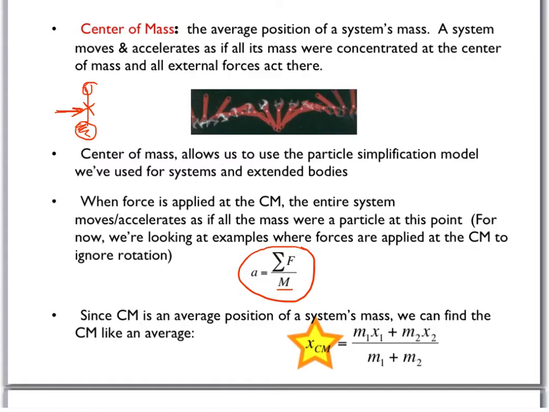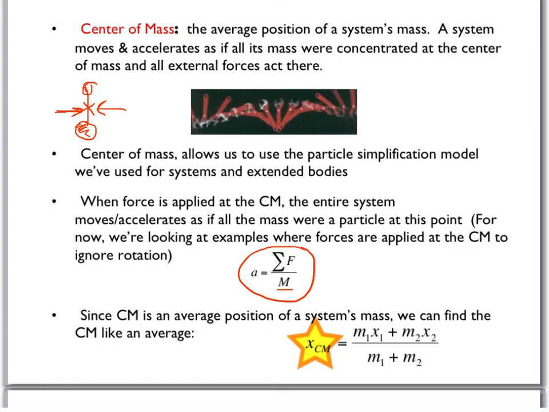Basically, the center of mass allows us to use this particle simplification model that we've been using already for systems and extended bodies. If that force is applied at the center of mass, the entire system moves and accelerates as if all of its mass were a single particle at that particular point where your center of mass is.